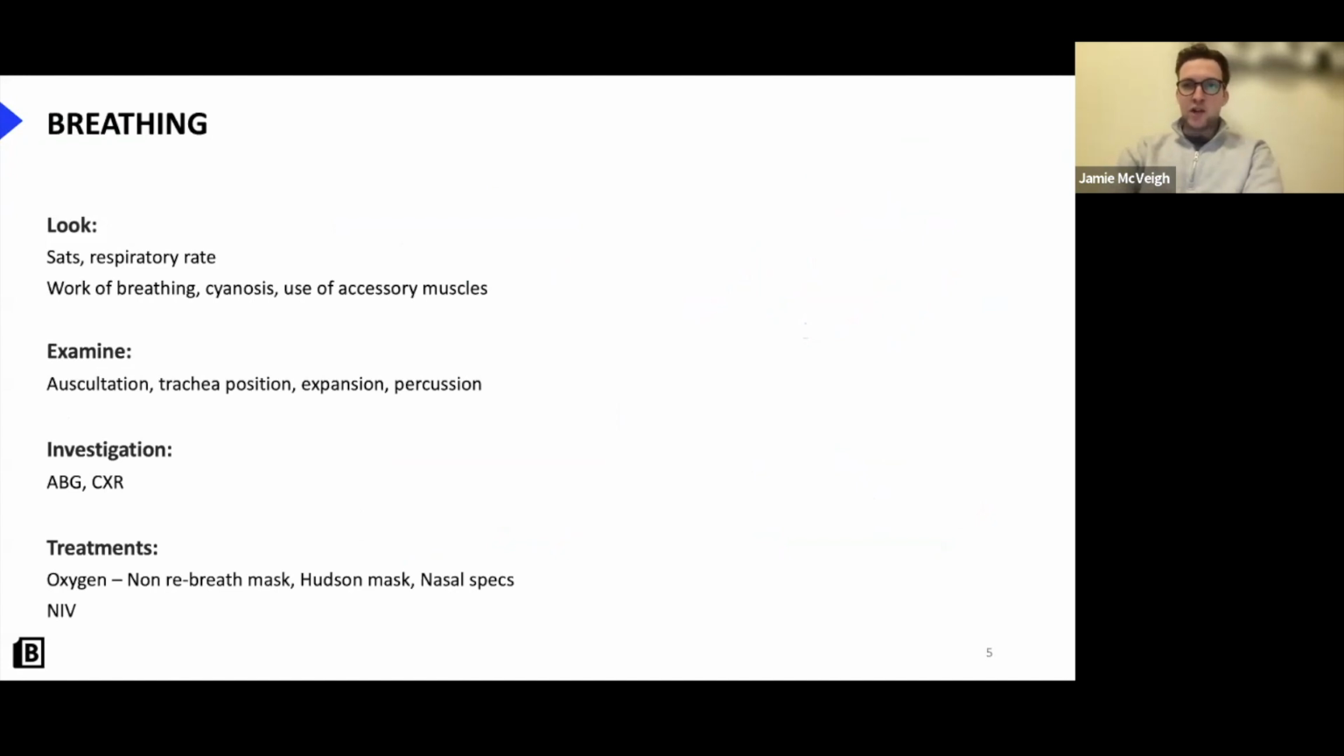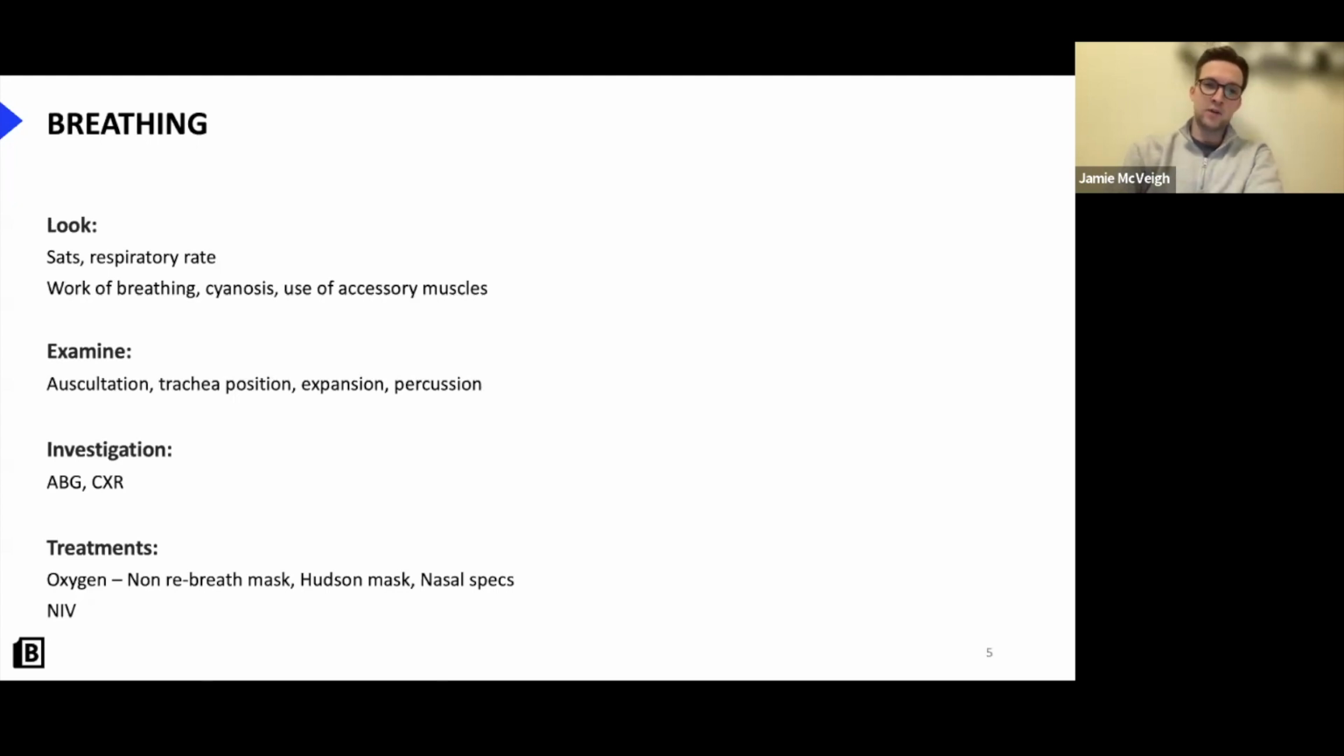Breathing. How does the patient look from the end of the bed? It's probably the most important thing. Do they look particularly cyanosed? Are they using accessory muscles? Is their work of breathing increased? What's their respiratory rate and their saturations? And then have a listen to the chest, make sure there's air entry bilaterally and good expansion, as well as thinking about any airway noises, any crackles there.